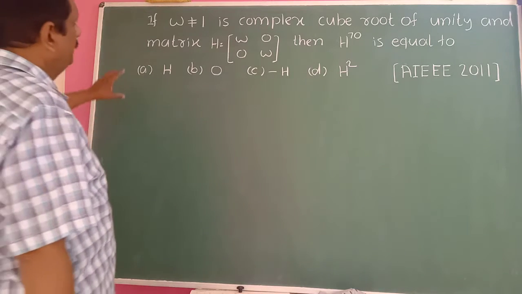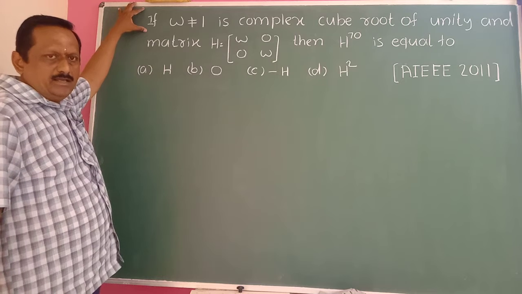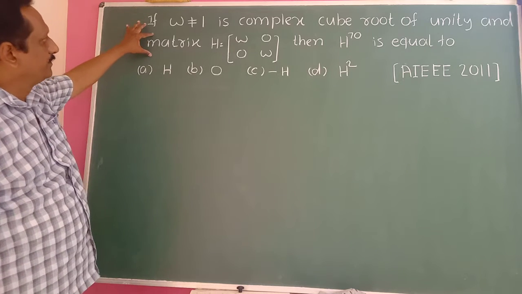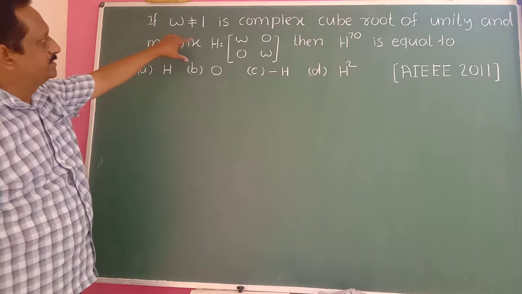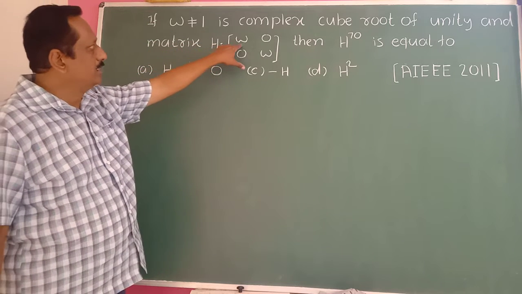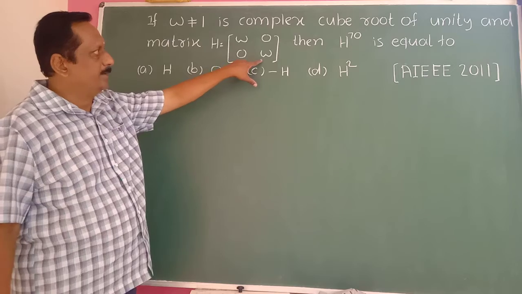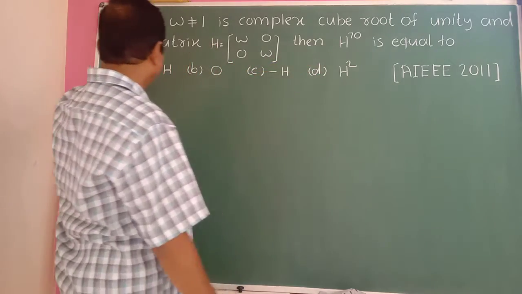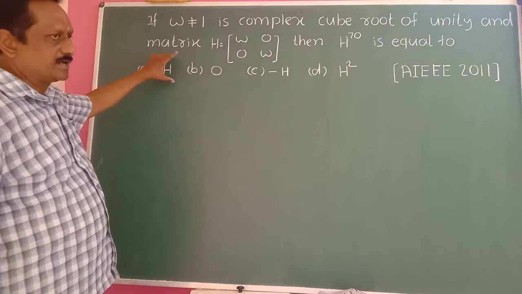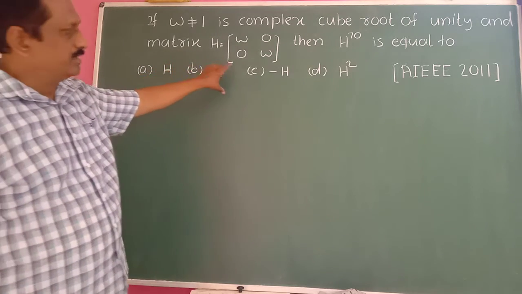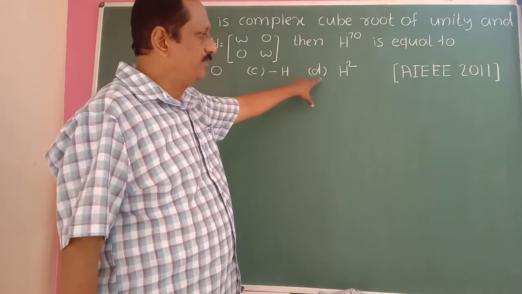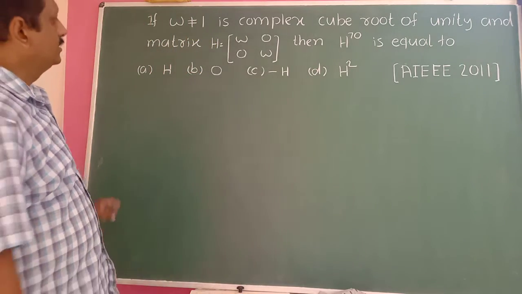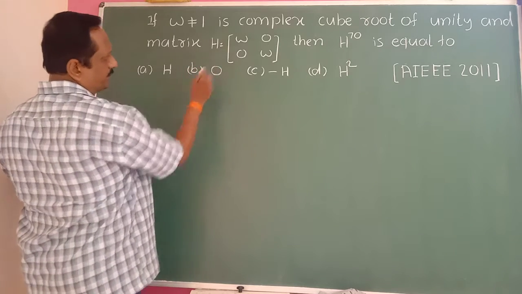Okay. If omega is not equal to 1, is a complex cube root of unity, and matrix H is equal to omega 0 0 omega, then H raised to 70 is equal to what here? First option is H, second option is 0, third option is minus H, and the fourth option is H square. Okay, so just observe here, H is a given matrix here.